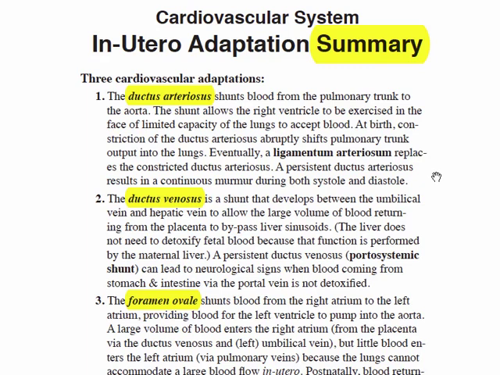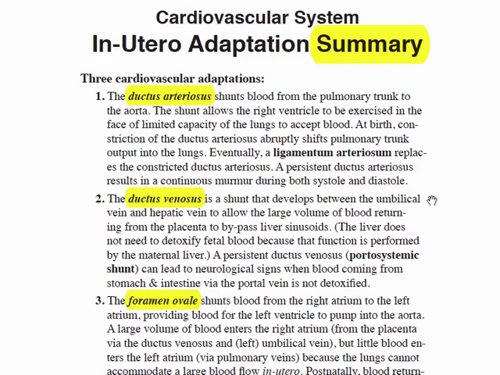If, however, there is a persistent ductus arteriosus, that is, it does not close, then one can hear a continuous murmur both during systole and diastole. This can impair circulatory efficiency depending on the size of the opening. Another adaptation is the ductus venosus.